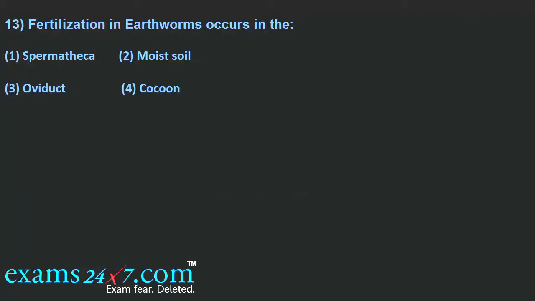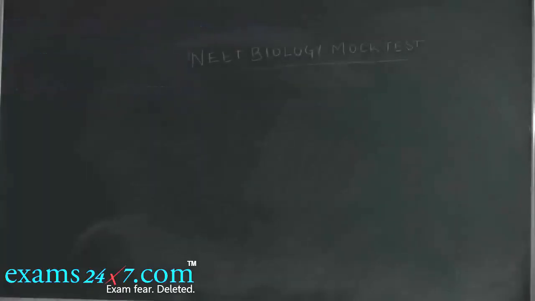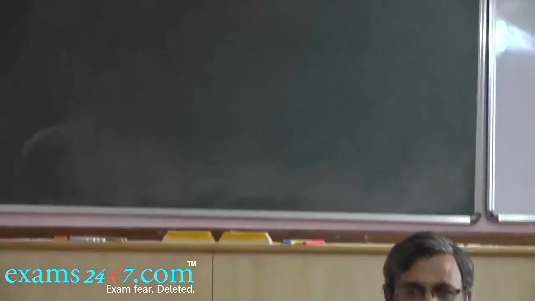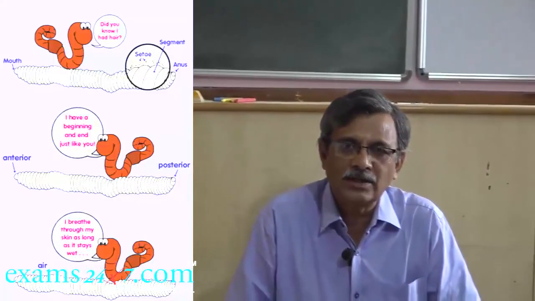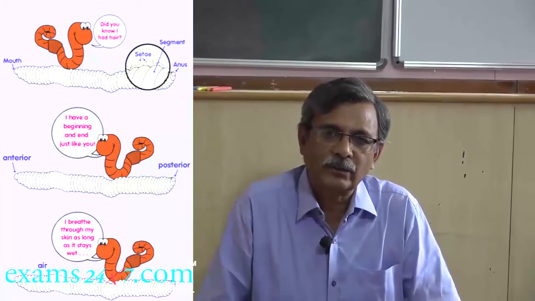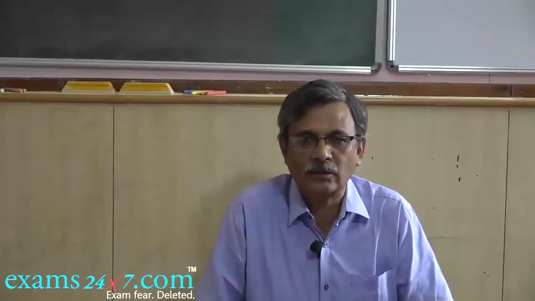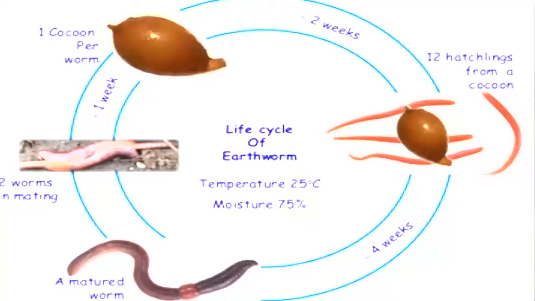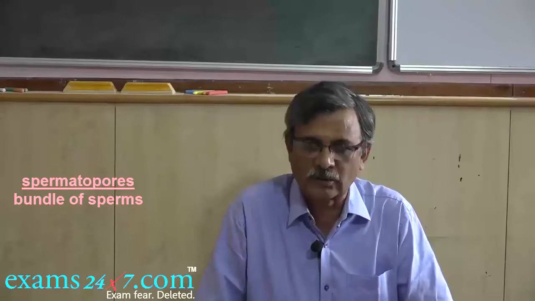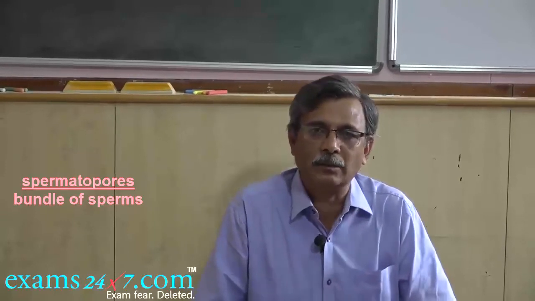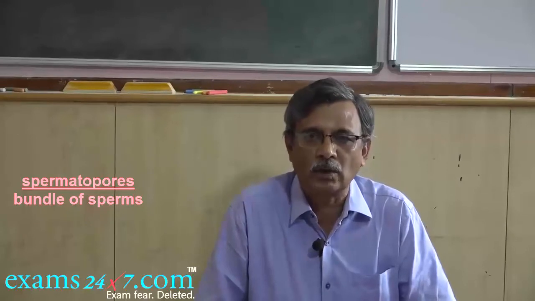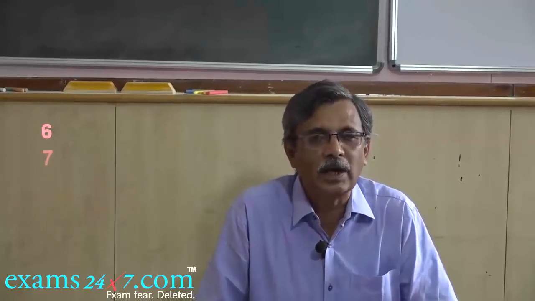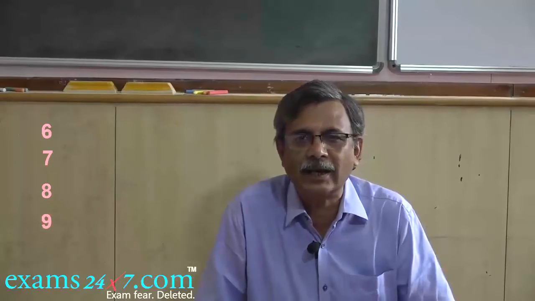Fertilization in earthworms occurs in. I hope all of you know earthworm is an annelid, an oligochaete where setae or chaetae are locomotory structures, and here it is related to fertilization. First you should know it is a bisexual animal where cross fertilization is the rule. Two earthworms come together and exchange the male gametes in the form of spermatophores. Please remember, a bundle of sperm is called spermatophore, and there are 4 pairs of spermatheca present, that is in segments 6, 7, 8 and 9.